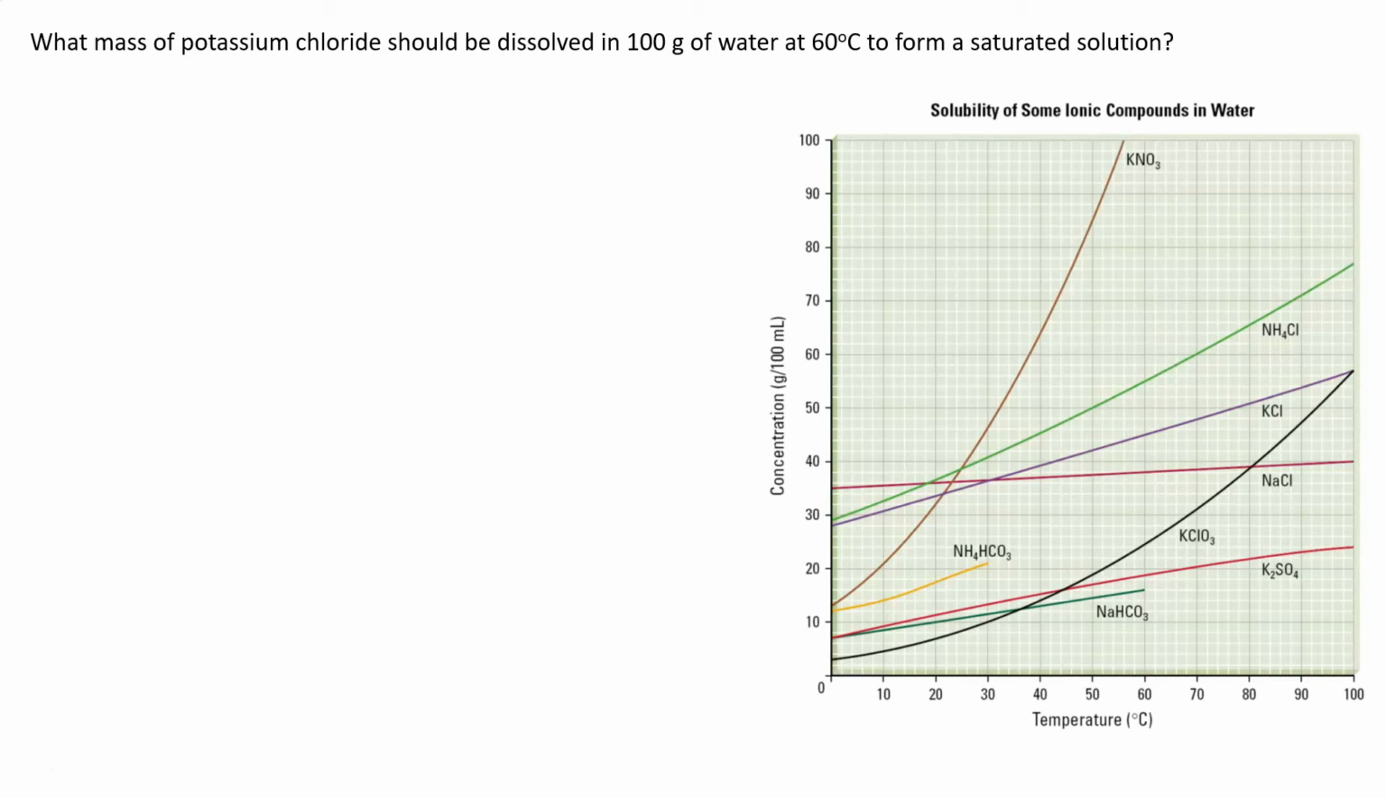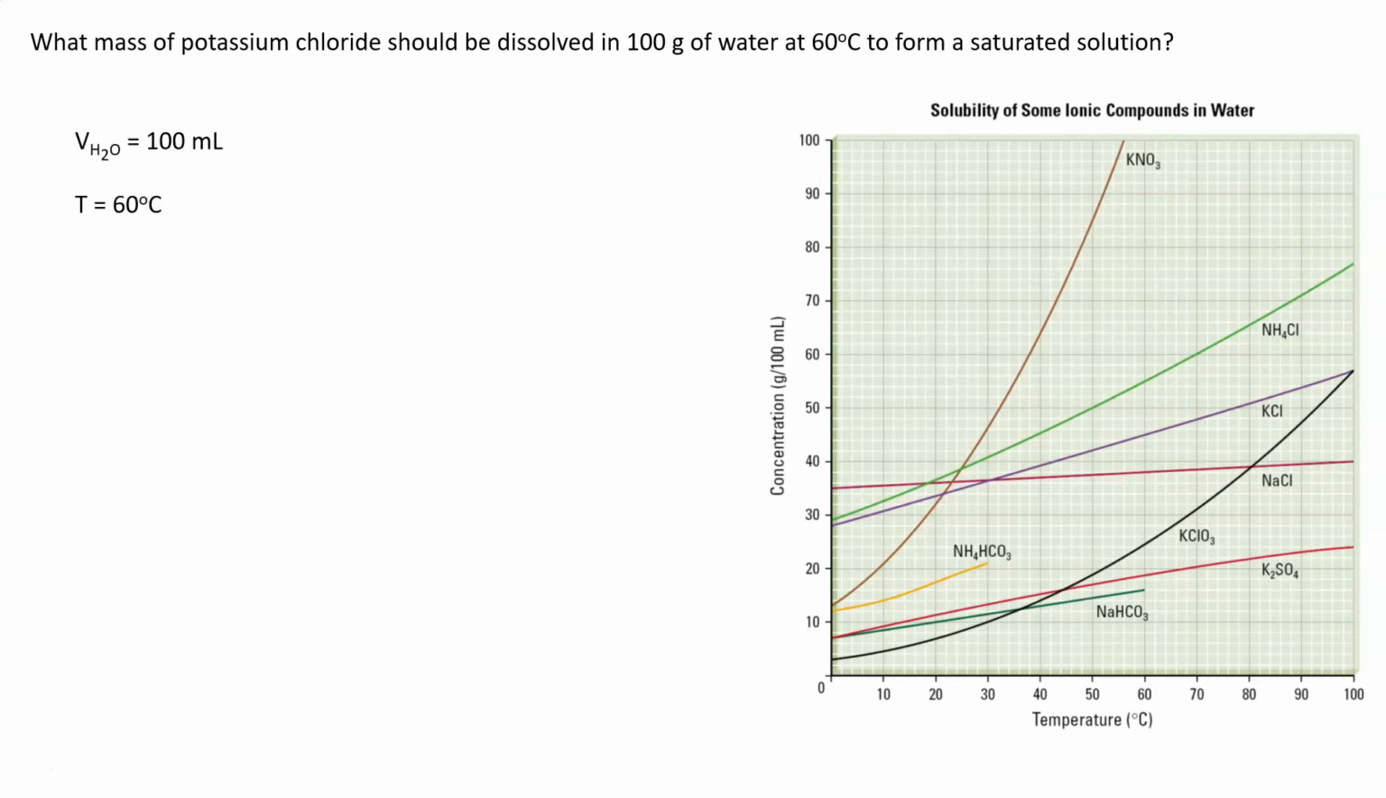So as a result of this, we could determine a number of different things. One of the things that we could determine is how much of a compound we would have to dissolve to get to a saturated solution at a given temperature. So we have a curve here. This is similar to the last one, except now rather than having only one compound, we have multiple. And so we're looking for potassium chloride.